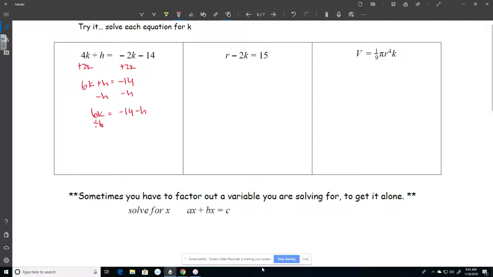Divide by 6. Remember to divide this entire side by 6. So k equals (negative 14 minus h) divided by 6. That would be your final answer. Again, if it wants it simplified more, you could divide both of these by 6 and end up with -7/3 minus h over 6. That would be an answer as well, but I like this one better. Okay, go ahead, pause the video and try these two, see what you can do.